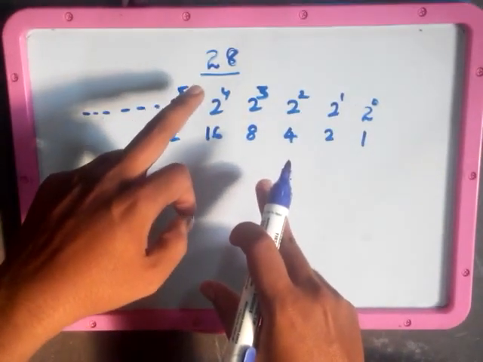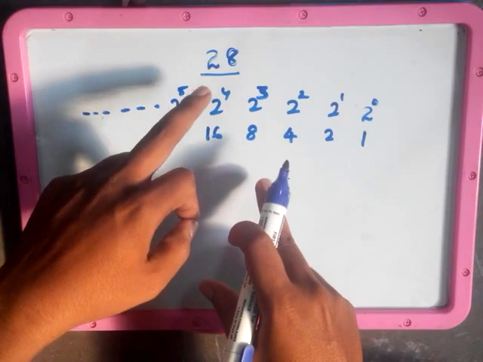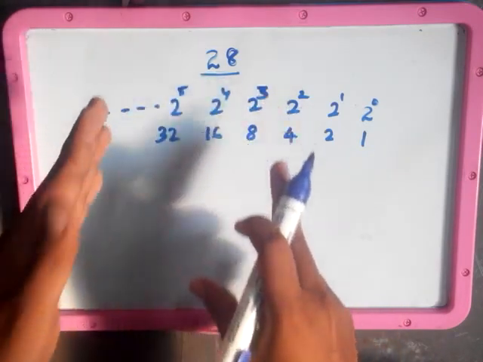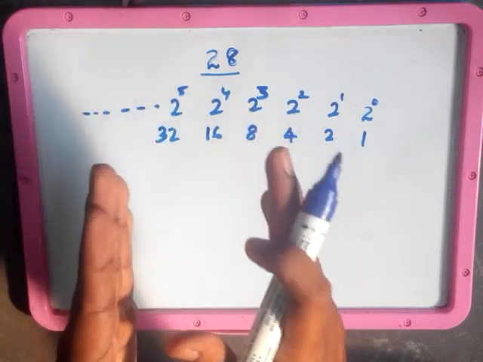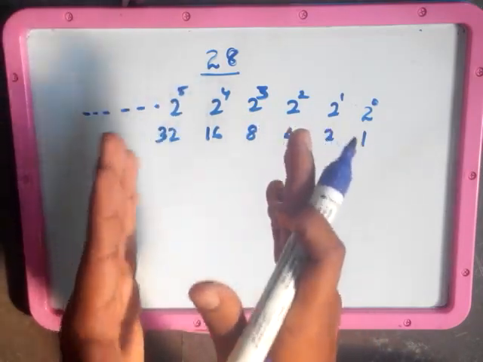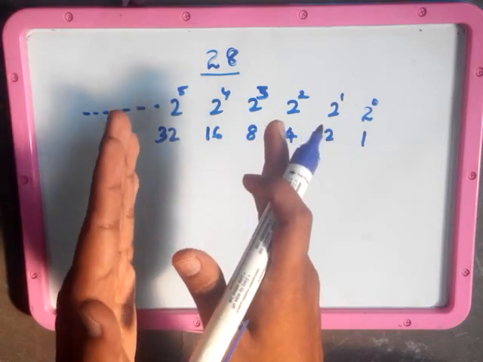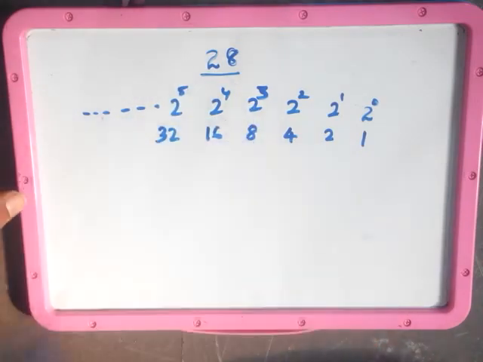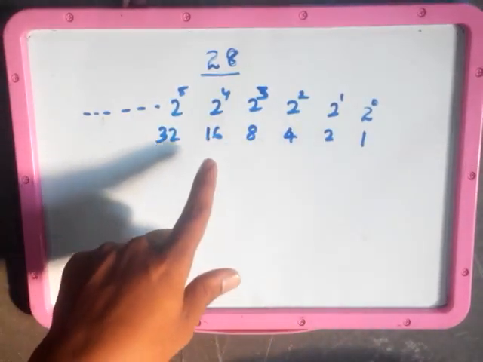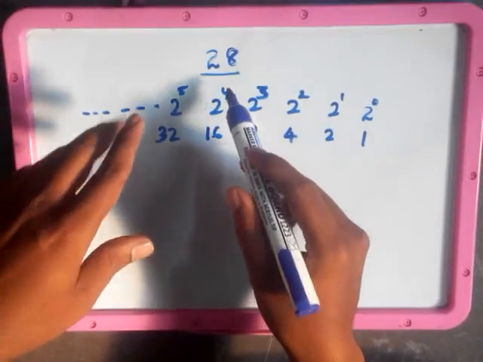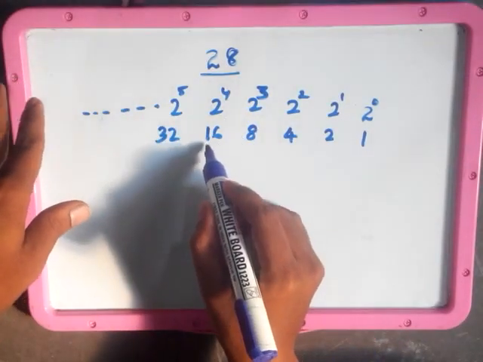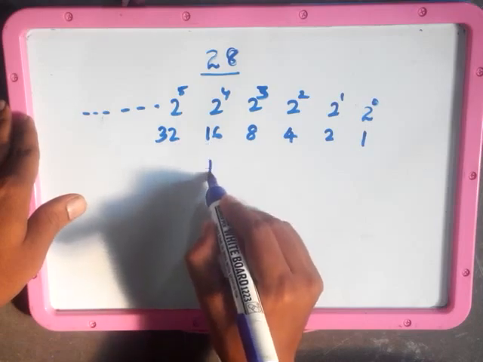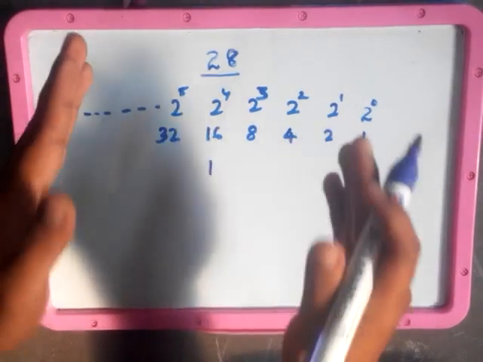So the given number is 28. First you need to check the number which is nearest to 28 or exactly equal to 28. It should not be greater than 28. So there is no number exactly equal to 28 here. So what you have to do is take the number less than 28. Less than 28 is 16. So under 16 you write down 1. So the remaining number is 12.